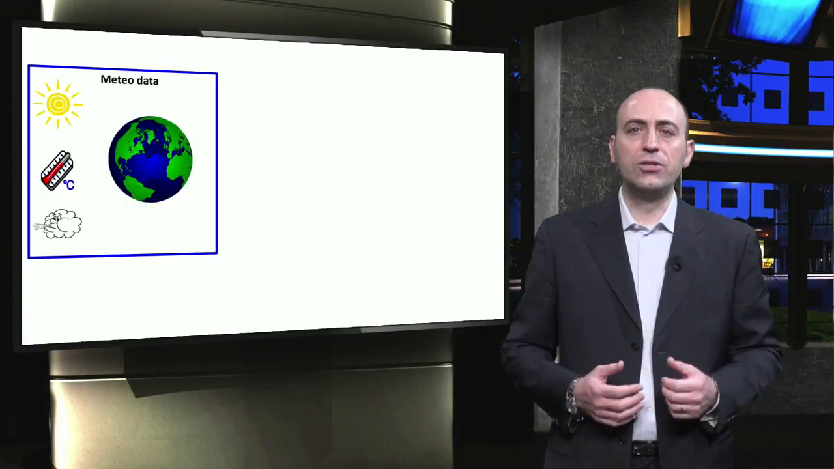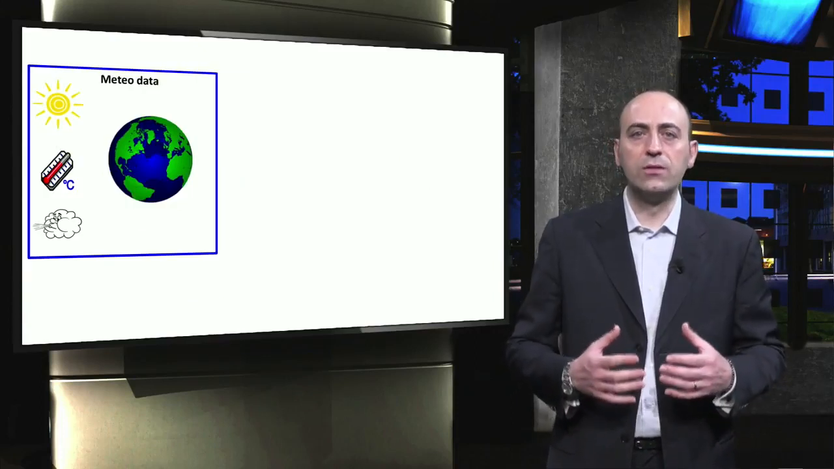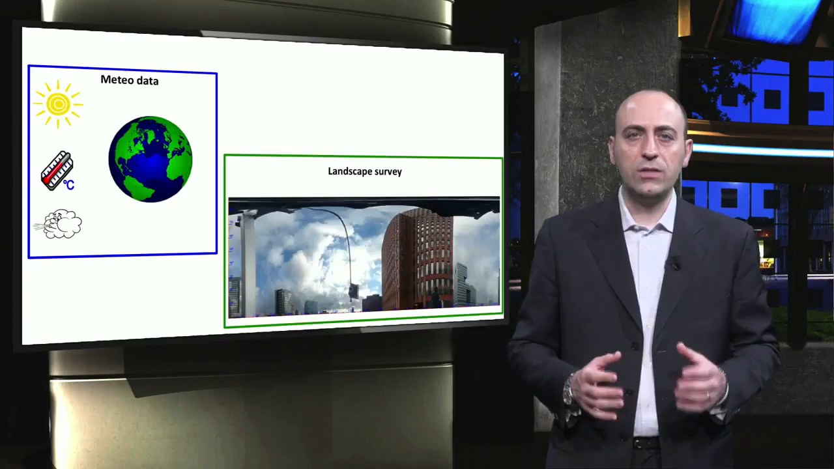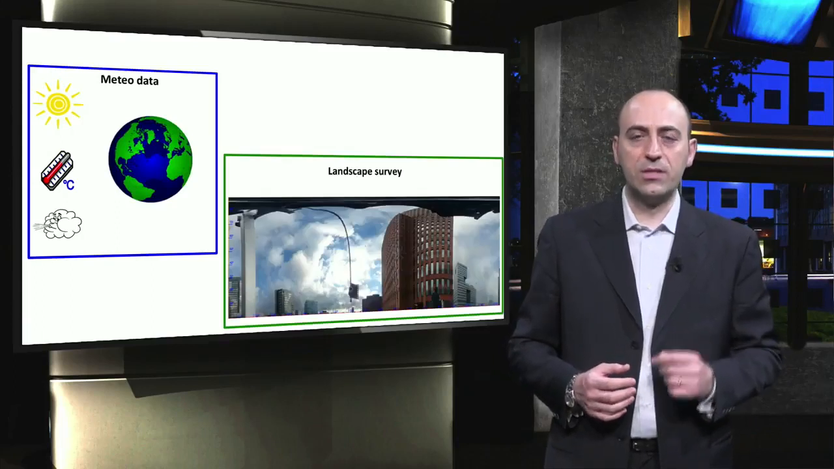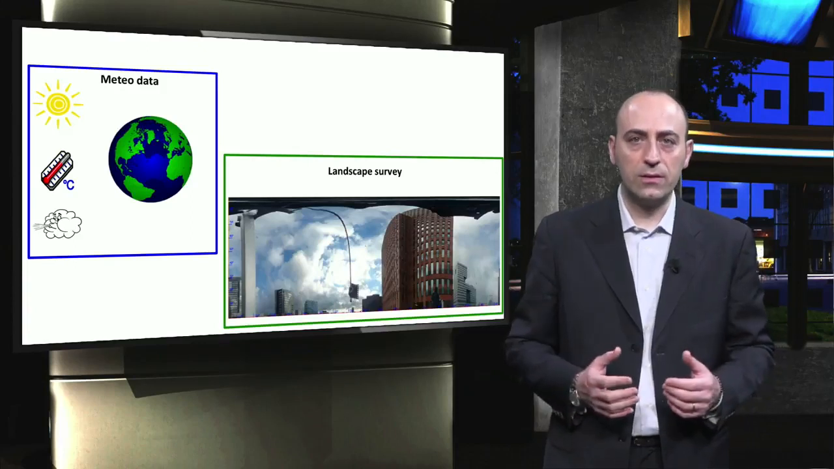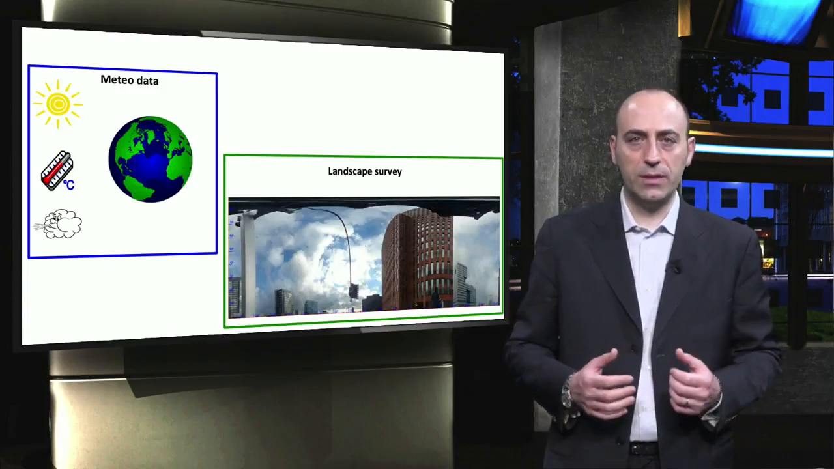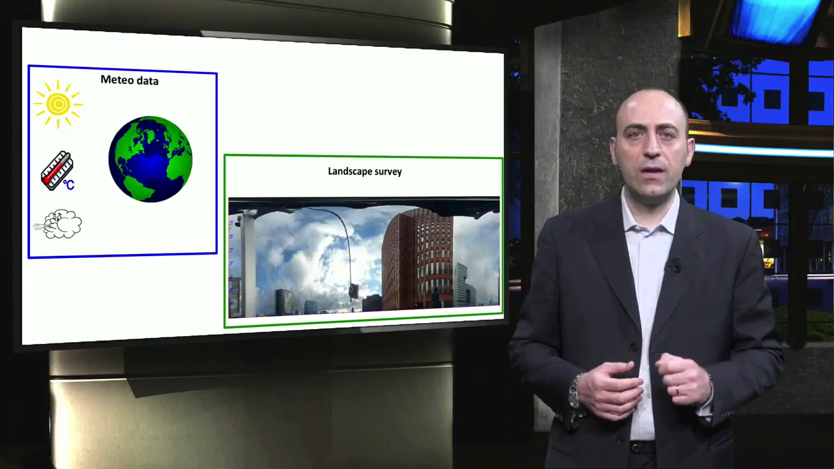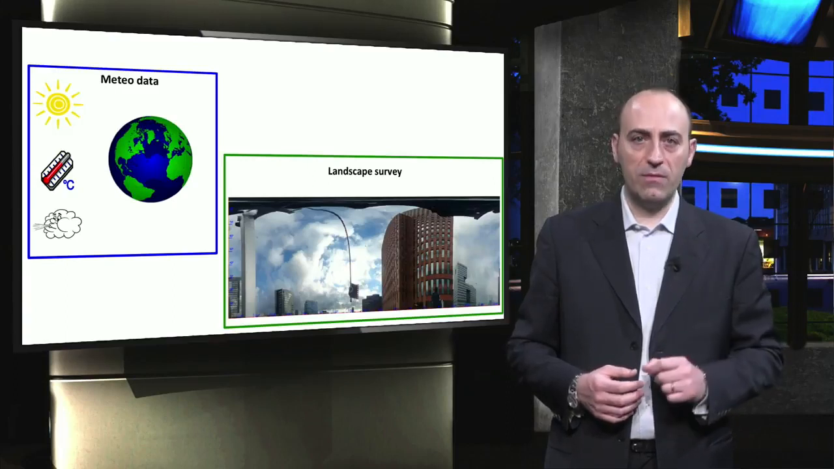An accurate energy yield prediction requires more than just the local meteorological data. Each system requires a detailed landscape survey. The location can be partly shaded due to the surrounding landscape, such as trees or buildings. Shading reduces the direct irradiance incident on a PV module.